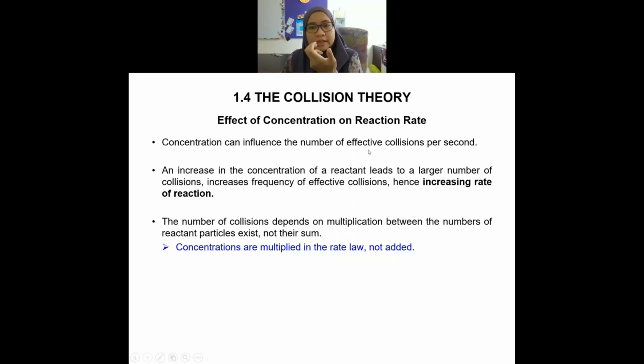Therefore, it also helps in increasing the effective collisions per second. So an increase in the concentration of reactants leads to a larger number of collisions, increases the frequency of effective collisions, hence increasing the rate of reaction, like I said just now. The increase in concentration actually increases the number of particles in the reaction, and therefore it also increases the number of collisions.